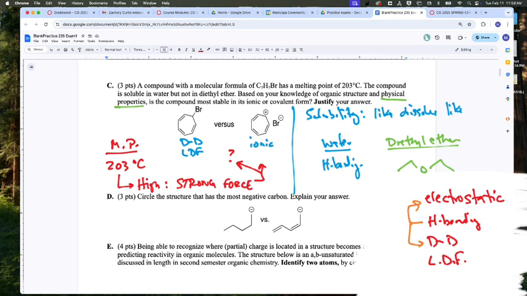Okay? And for people like, I knew what it was. I didn't care about you. Okay? There's the structure of diethyl ether.